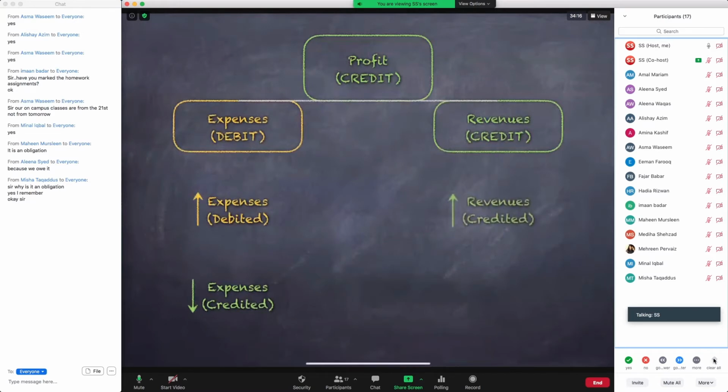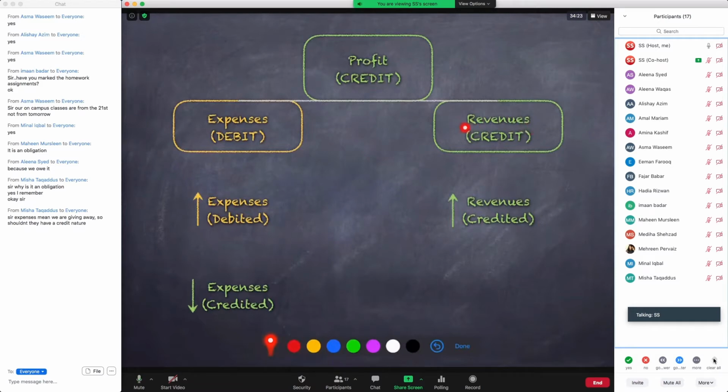And now if we apply the same logic on the other side of the equation, since increase in incomes, yes, Misha, very important. Misha has raised a question over here. I will answer this question in a bit. Just let me complete this slide and then I will come to your question. So since incomes have a credit nature by default, an increase in incomes is going to be further credited and a decrease in incomes is going to be debited, since decrease is the opposite of credit, so it will be debited. I will answer Misha's question, but before that, just let me know if you understood everything on this slide.